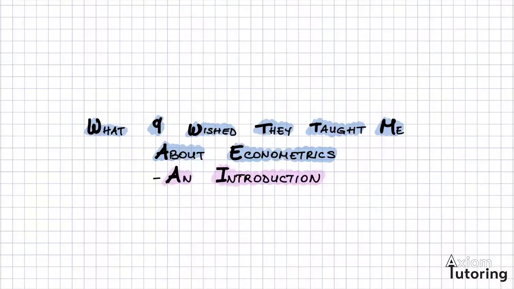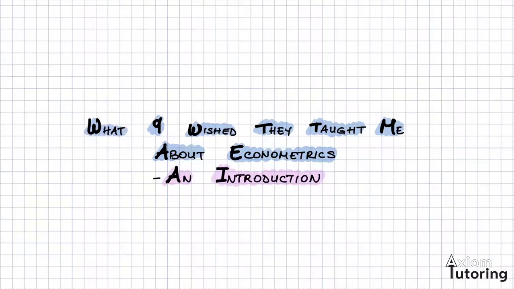In the previous video, we gave the intuition for the level-log model, which was that a 1% increase in x changes y by approximately beta 1 over 100 units. So now we're going to prove it mathematically.